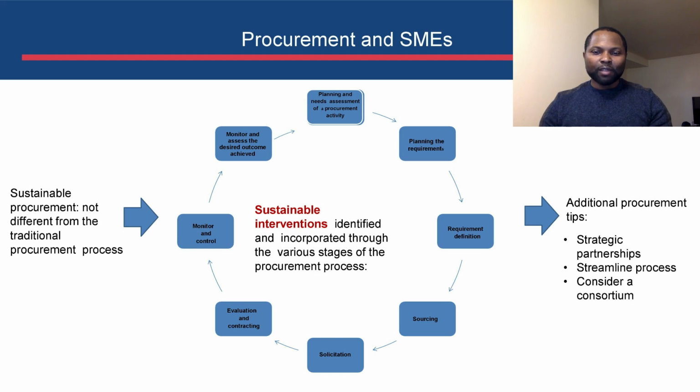The next tip is to consider a consortium. If SMEs cannot leverage the economies of scale that larger companies can enjoy, a potential solution to this is purchasing in a consortium with other SMEs. Partnerships like these can yield significant discounts.